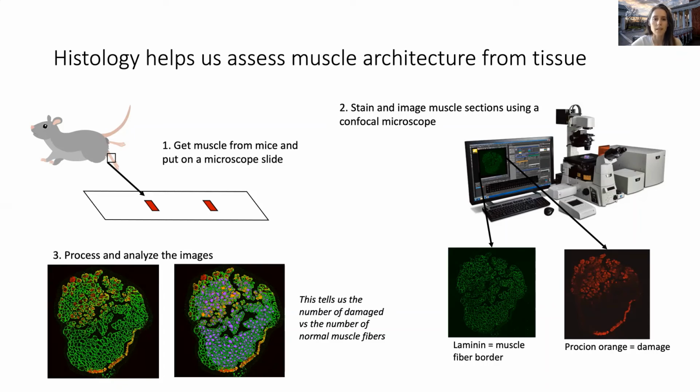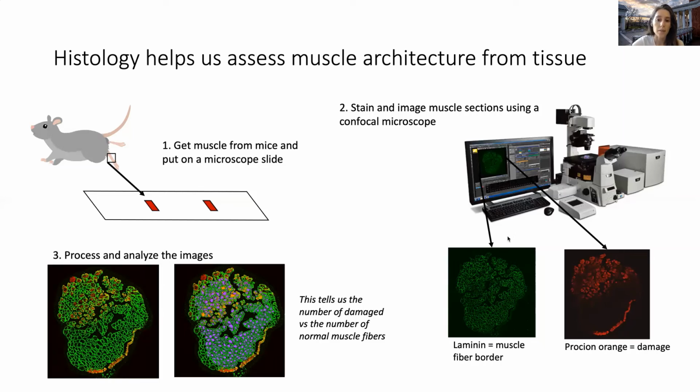So this is kind of what immunohistochemistry is. So in a confocal microscope, lasers are used to excite the fluorophores that were bound to the proteins of interest. So here we use two different stains.